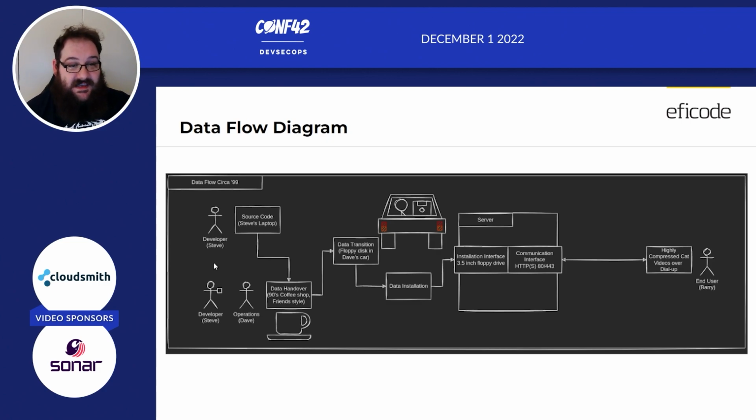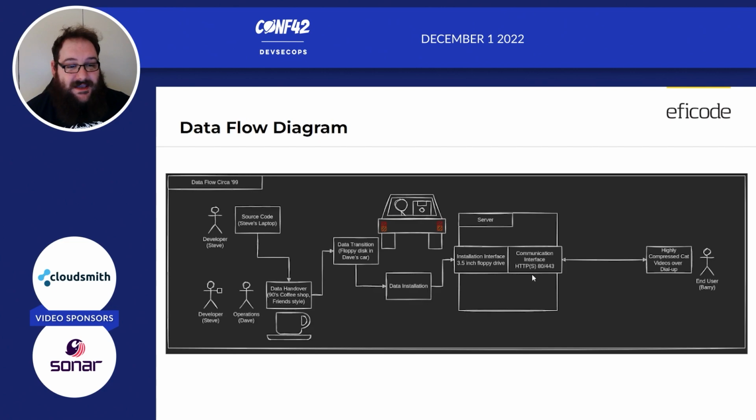We have our developer, Steve, who keeps his source code on his laptop. He gives the data to Dave, who works in operations in the 90s style coffee shop. The data transitions through operations to installation via Dave's car. And I seem to recall that floppy disks were this big. You can see this is Dave driving his floppy disk to the server room of the data center. The data is installed through the 3.5-inch floppy drive. Maybe I got inches and feet confused with this illustration, I'm not sure.